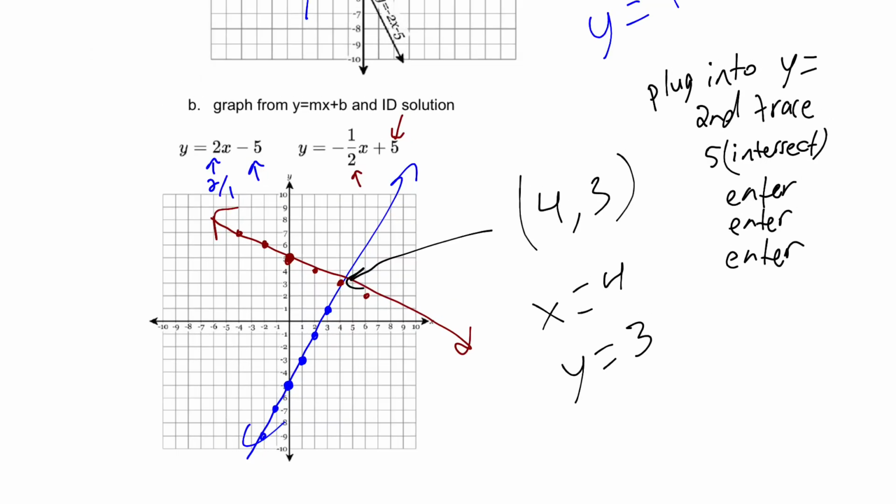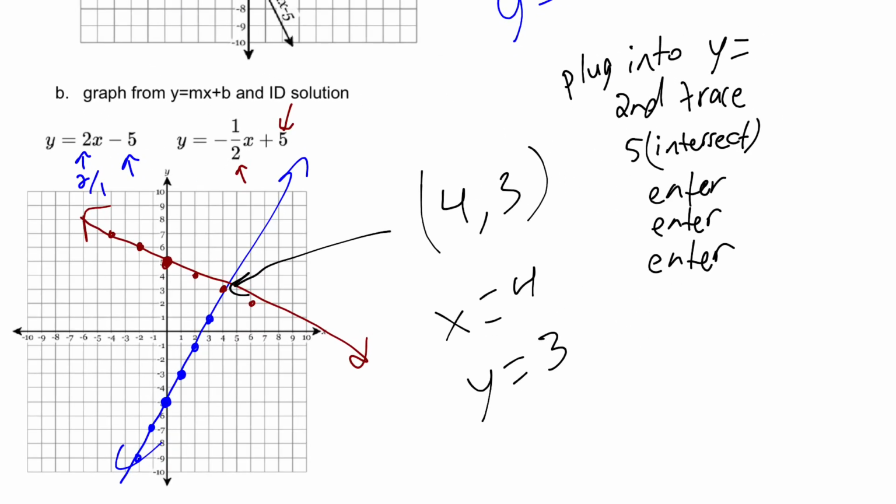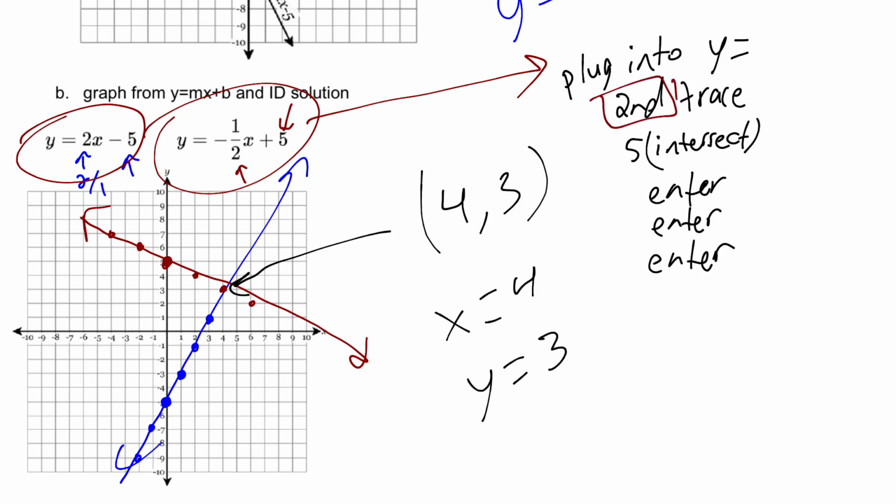If you wanted to do the same process on your graphing calculator, you could take these original equations, plug them into y equals as y1 and y2. If you press the second key and the trace key, it brings up the calculate menu. From there you can choose option 5, which says intersect, and press enter 3 times. It will find the exact point that these two lines cross.